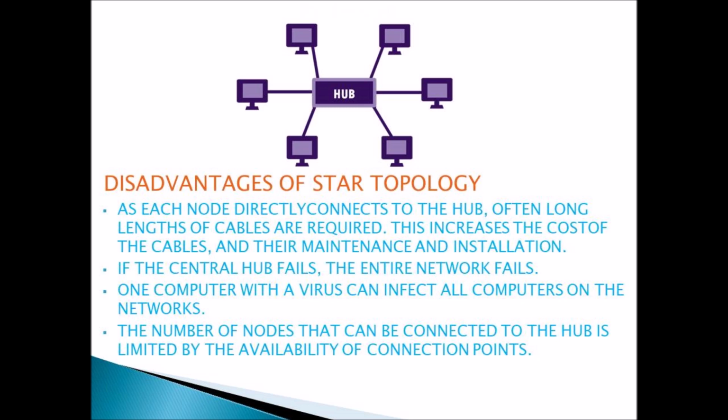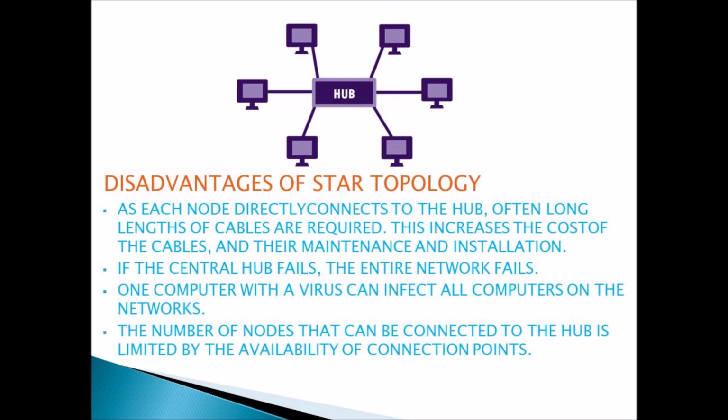And next one is the disadvantages of the star topology. As each node directly connects to the hub, often long lengths of cable are required. Some nodes may be at a different location or some longer distance. It needs a longer length of cable because it is directly connected to the hub, and this increases the cost of the cables and their maintenance and installation. So all these are the disadvantages.